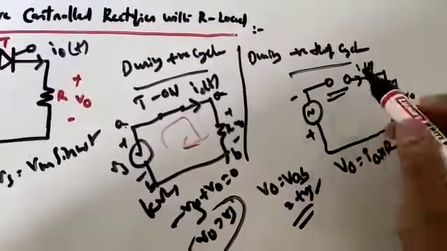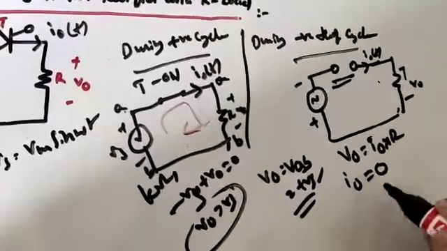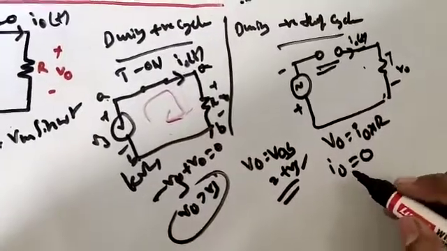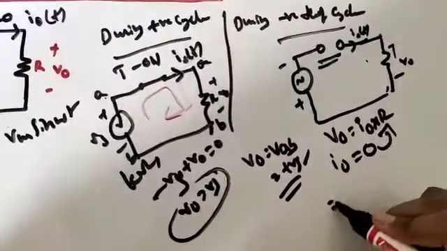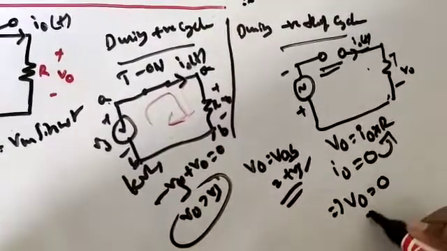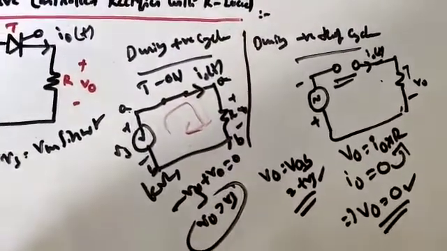But as there is an open circuit, what about I naught? I naught equal to 0, right? I naught equal to 0 amps. So thereby, if I substitute this value over here, what is V0? V0 equal to 0. Understood over these two conditions?